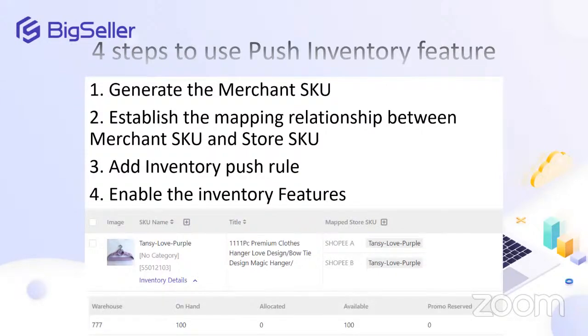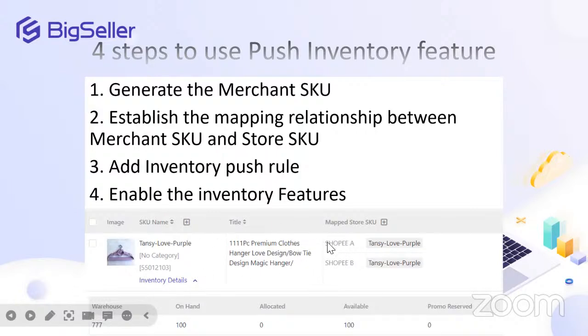Actually, the push inventory feature is what we call the sync inventory feature. The concepts are the same, which is to push the stock of your merchant SKU in Big Seller. The left one, the SKU name here, is what we call the merchant SKU. You need to first generate a merchant SKU here, and then you need to map your merchant SKU to your store SKU from your online shops. And after the mapping, you need to add the inventory push rule so as to push the inventory of your merchant SKU to your online shop.